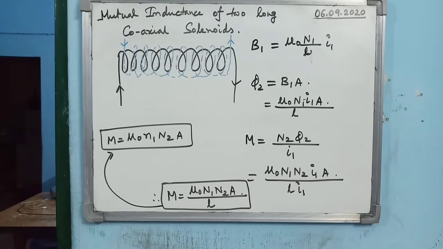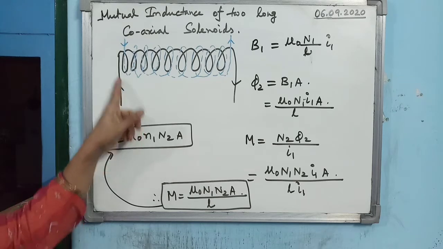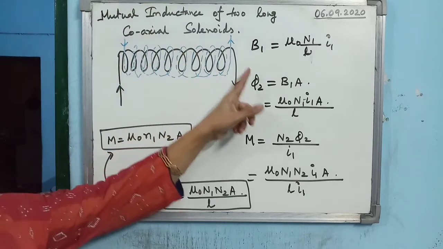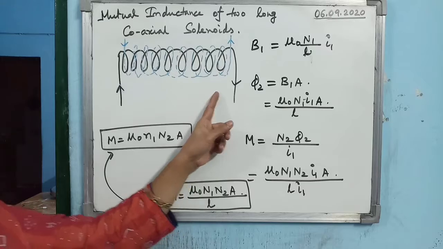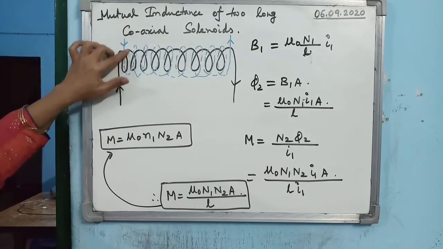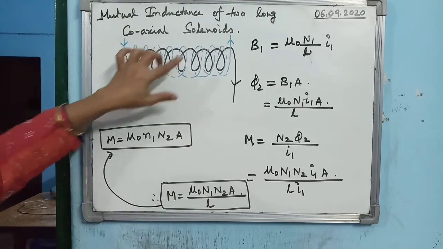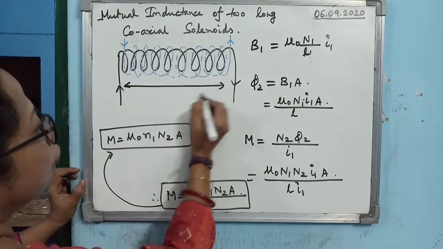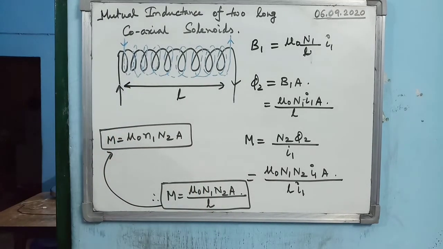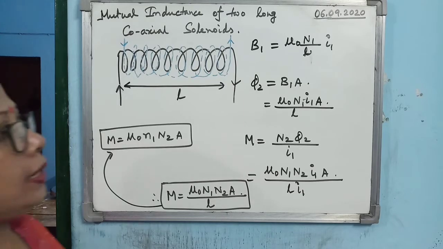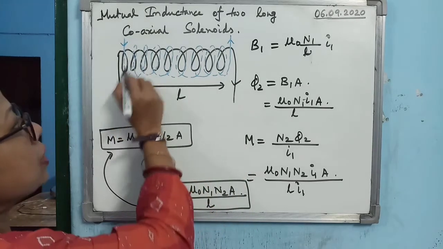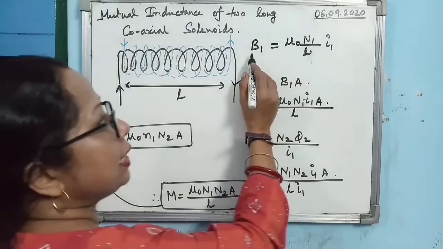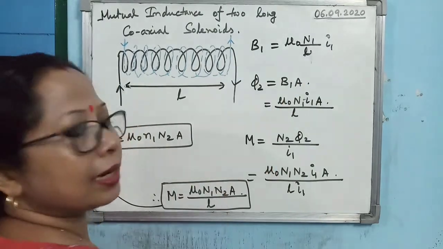Now coefficient of mutual inductance of 2 long coaxial solenoids. So you see, we have taken, this is the primary, the black one, through which current is passing, and the secondary one, as I said already, it is magnetically coupled, and we are considering the common length of both the solenoids, let it be L. Okay, now you see, when current will pass through the primary, then a magnetic field will develop. What will be the magnetic field developed?